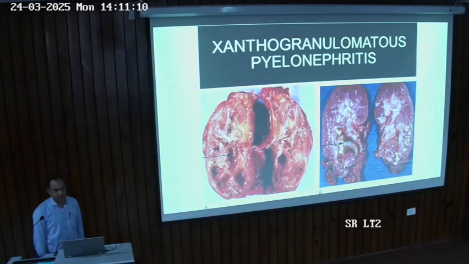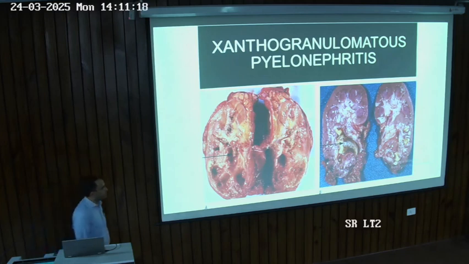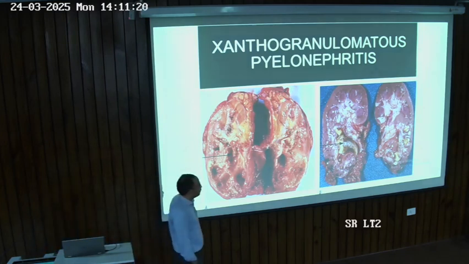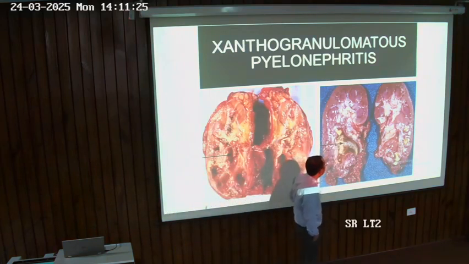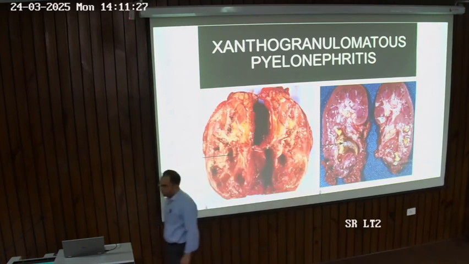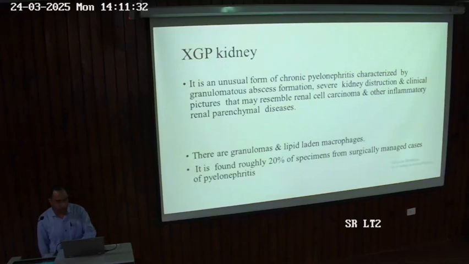Another type of pyelonephritis is xanthogranulomatous pyelonephritis. On the gross specimen, the kidney shows a large obstructive pelvic calculus, a dilated pelvic-calyceal system and pyelonephrosis. It is an unusual form of chronic pyelonephritis characterized by granulomatous abscess formation and severe kidney destruction. The clinical picture may resemble renal carcinoma or other inflammatory renal parenchymal disease.